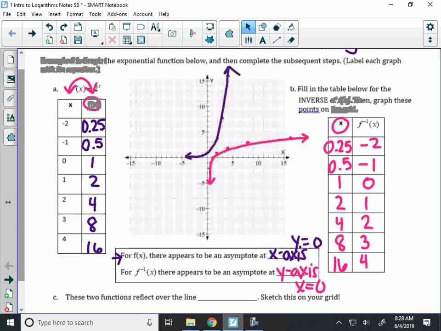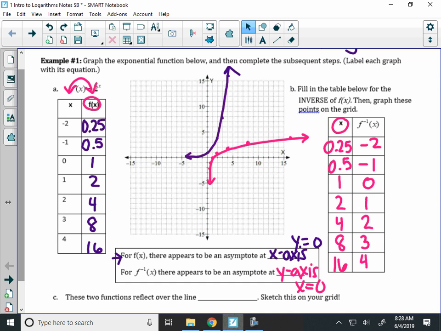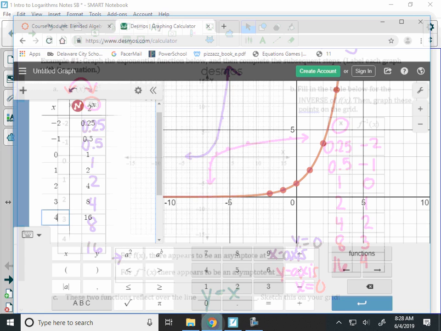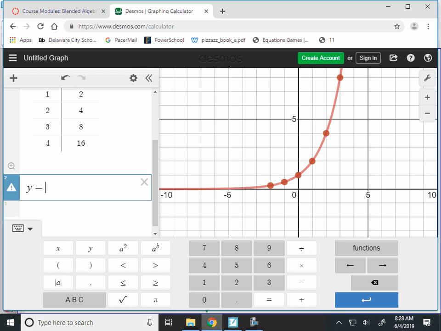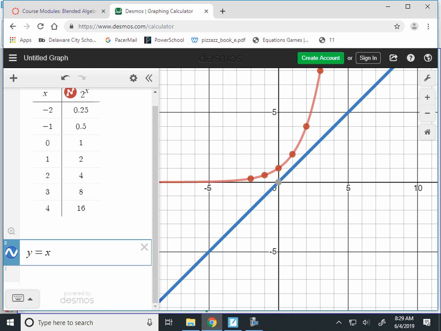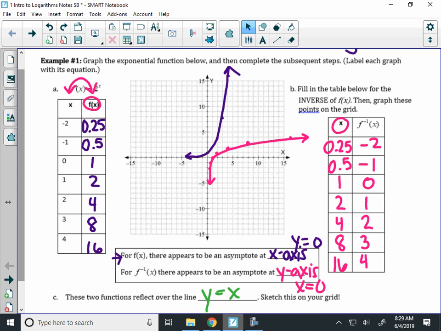Now, you should hopefully remember that all inverses are going to reflect over the line y equals x. Now, if you don't know what y equals x looks like, graph it on Desmos to double check. All right, y equals x is a slanted line that goes through the origin with slope of 1. So if we graph that on our grid here, we start at the origin, we go up 1 over 1, all the way to the end of our graph. You need to pause the video so that you can plot these points.